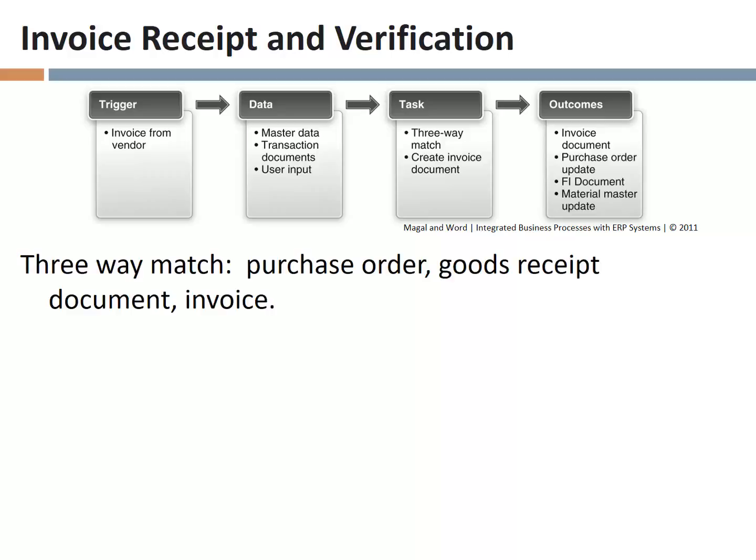Before I pay an invoice, there are three things that I want to check. I want to check the purchase order, I want to check the goods receipt document, and I want to check the invoice. Now, why do I check the purchase order? What key facts am I pulling off of the purchase order?